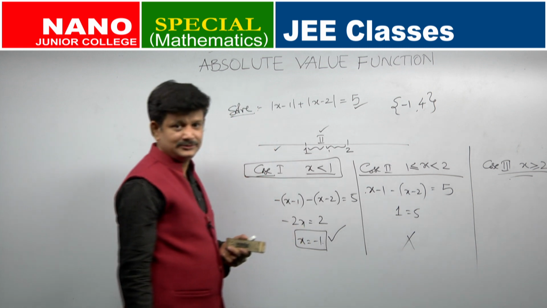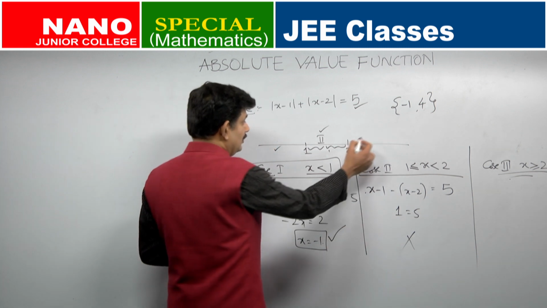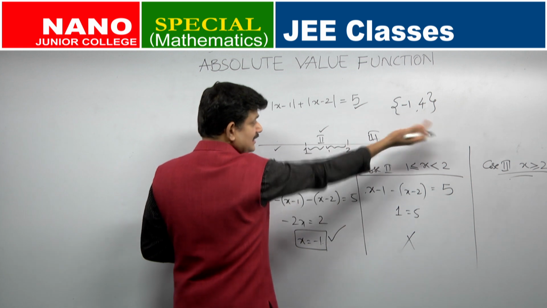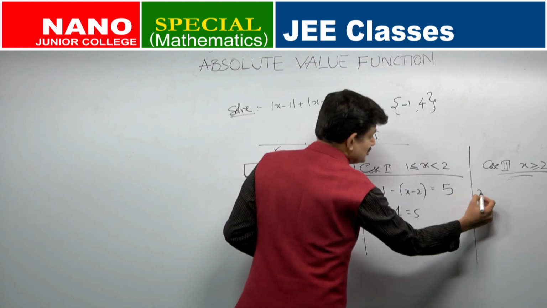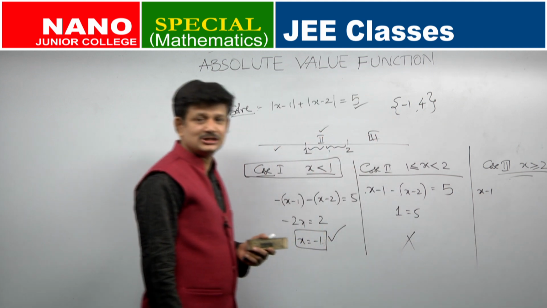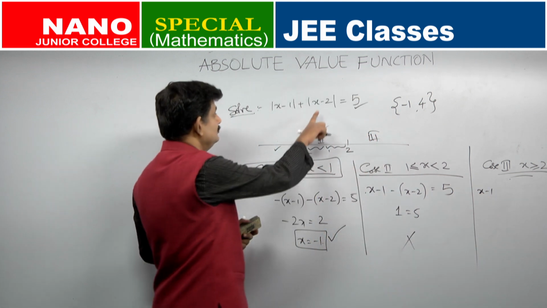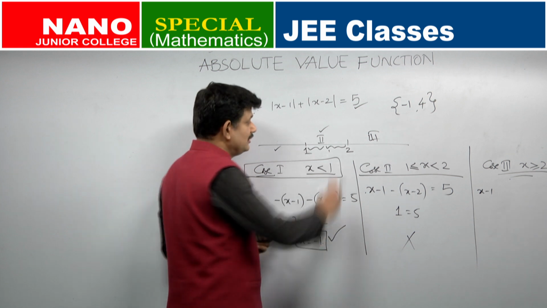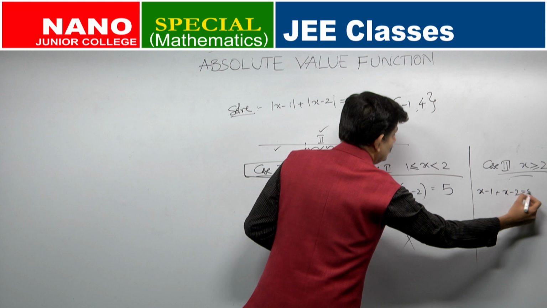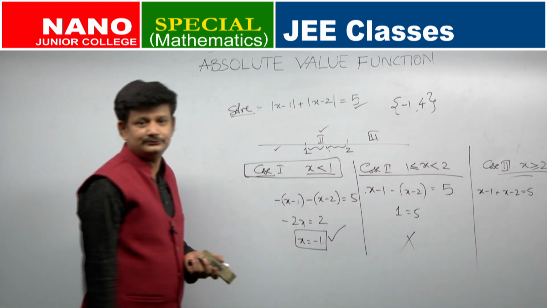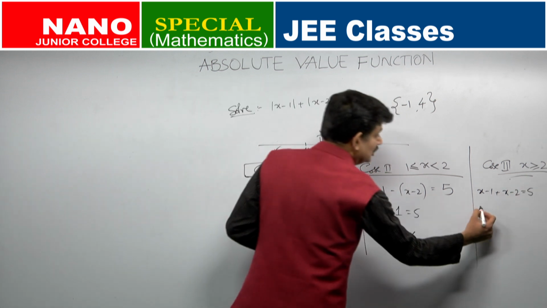What is the third case? x is greater than 2. When x is greater than 2, x minus 1 is positive, so mod x minus 1 will be x minus 1 itself. x minus 2 is also positive, since x is greater than 2, so mod x minus 2 is x minus 2. This sum should be equal to 5.